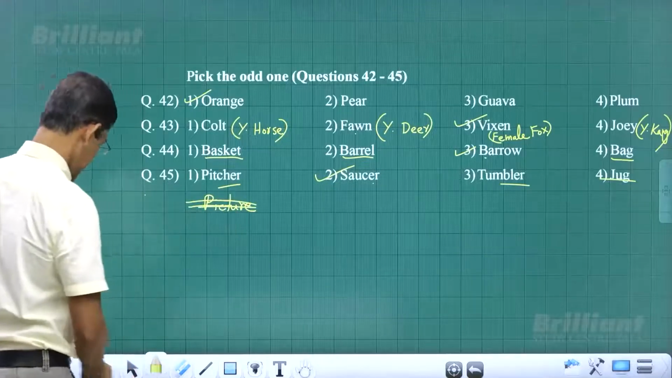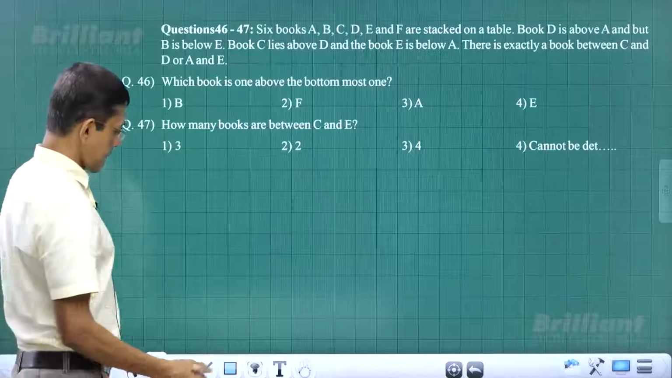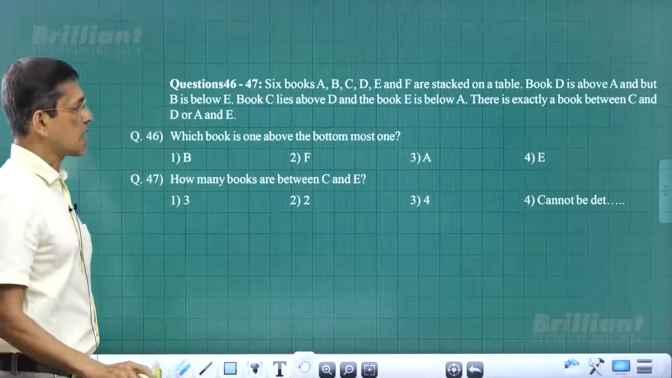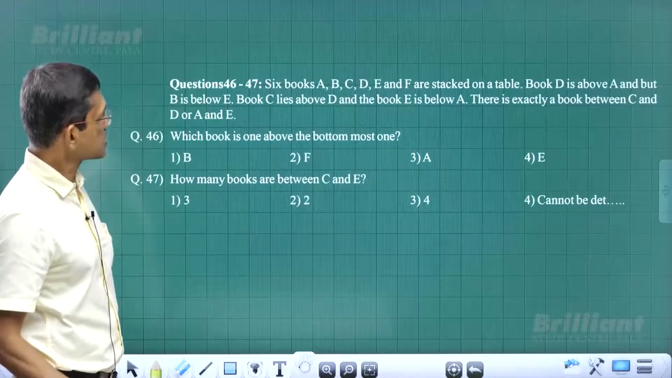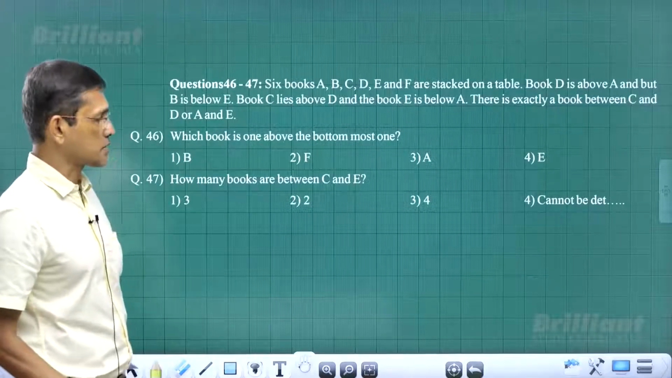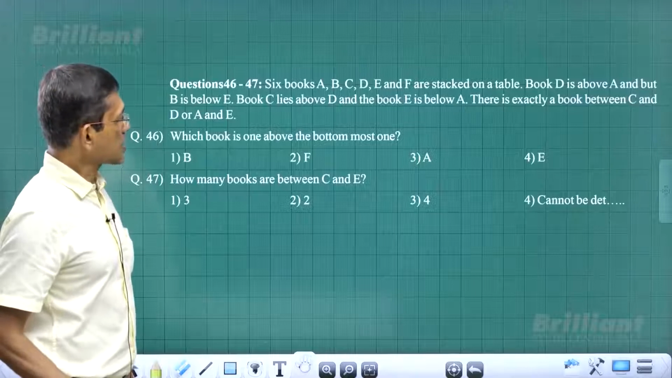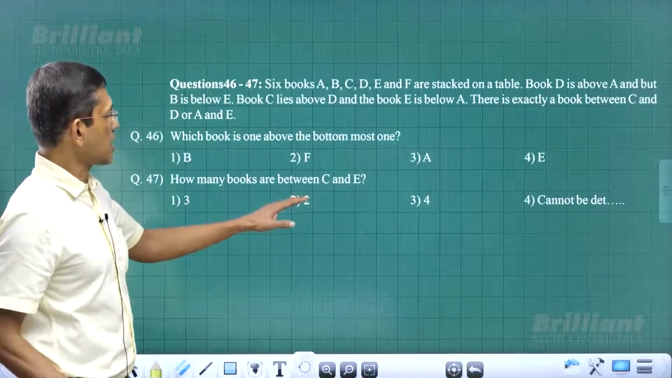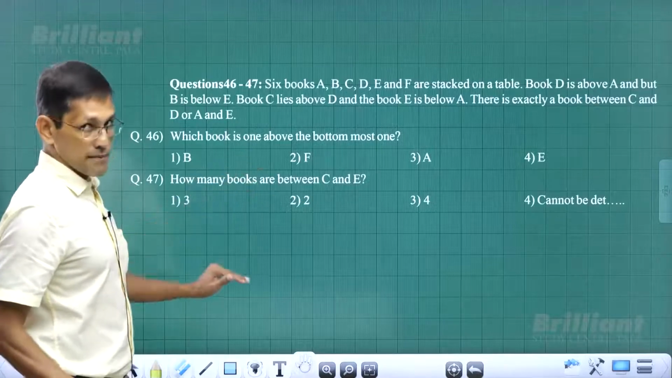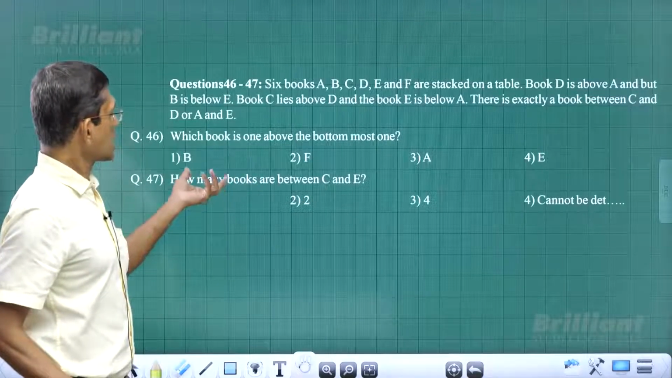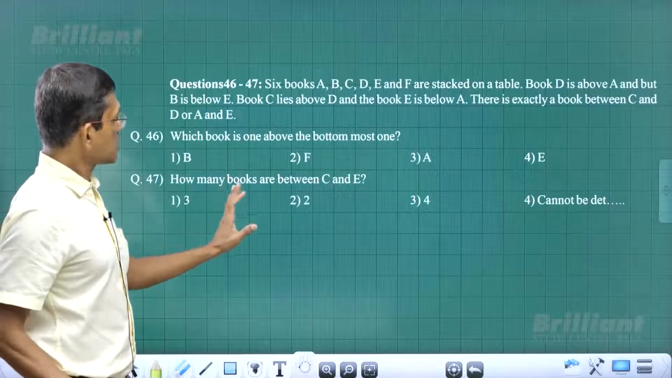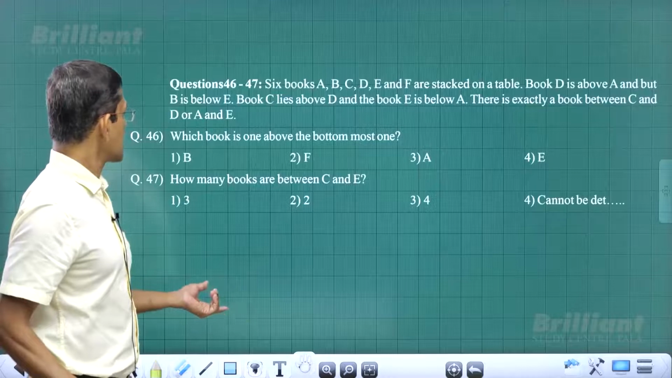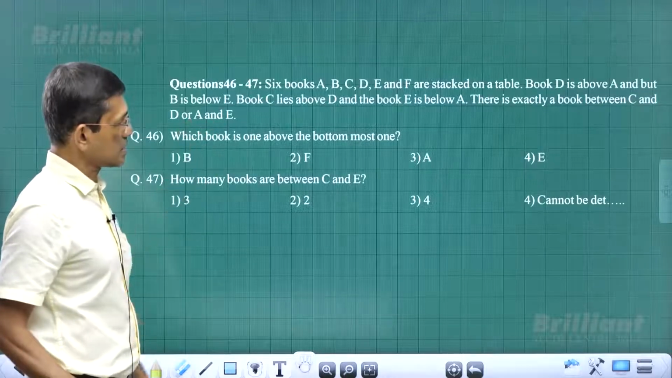Okay, fine. So let's go for the next question here. We have 6 books: A, B, C, D, E, and F. Okay, that's good. And they are stacked on a table. The book D is above A. Book D is above A, but B is below E, and book C lies above D, and the book E is below A. There is exactly a book between C and D, or A and D.